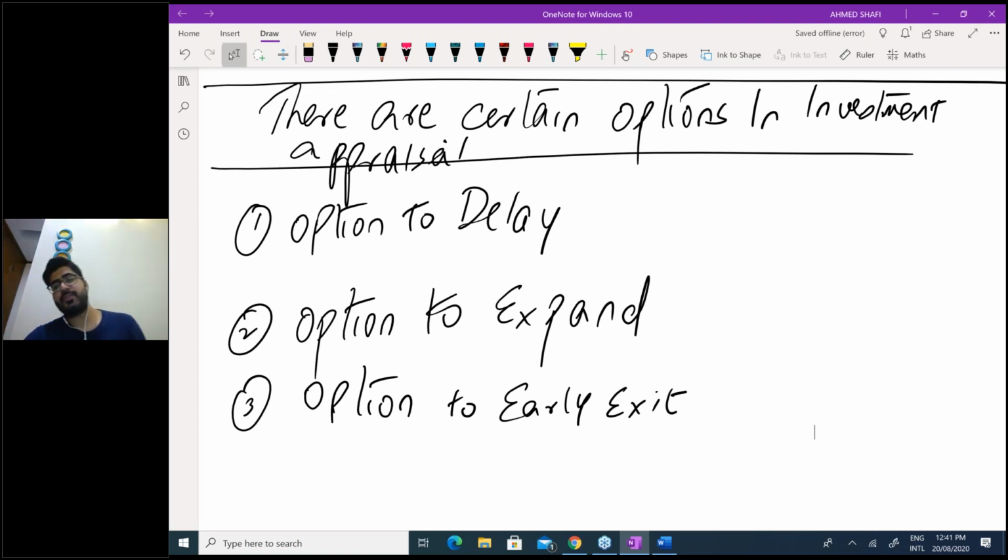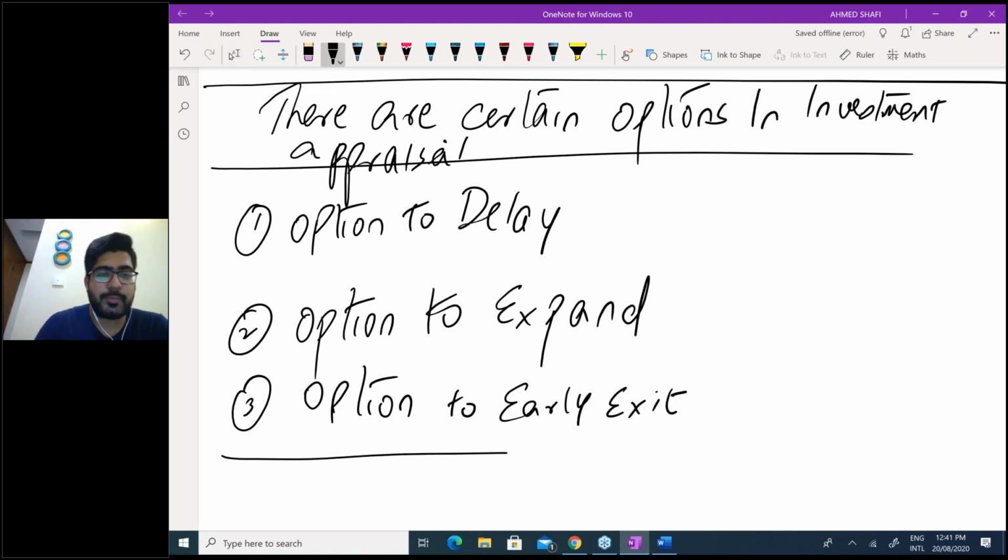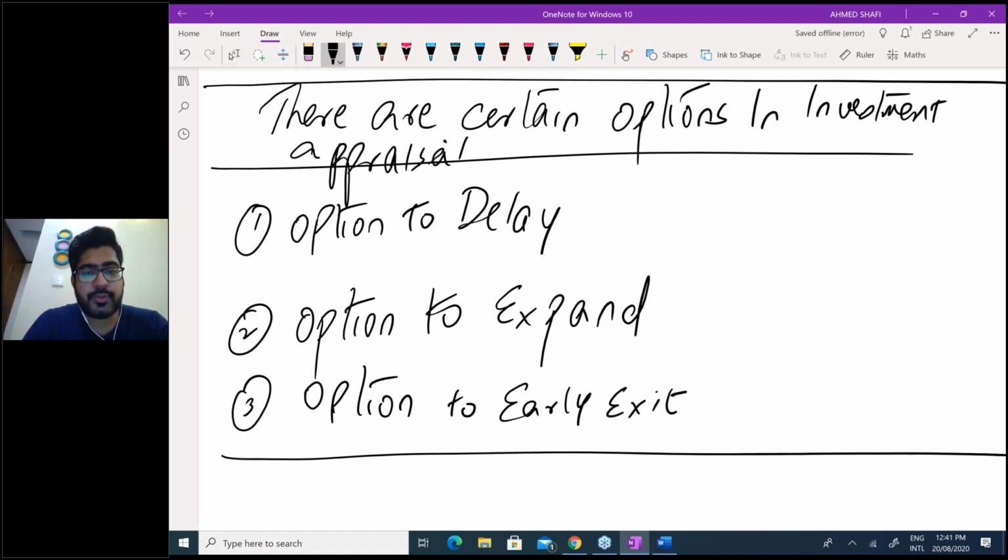Now there are sometimes options in investment appraisal. In investment appraisal, you can face three options: option to delay, option to expand, option to early exit.